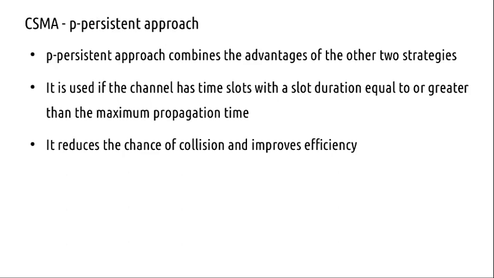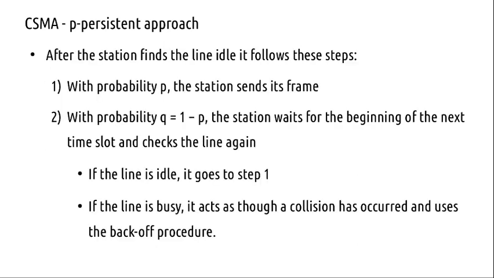Compared to this, there is the P persistent approach. You won't transmit the frame with the probability 1. You will take into consideration some other things. You will choose a random probability to transmit the frame, and you will wait for a random duration. This reduces the chance of collision, as well as improves the network efficiency.